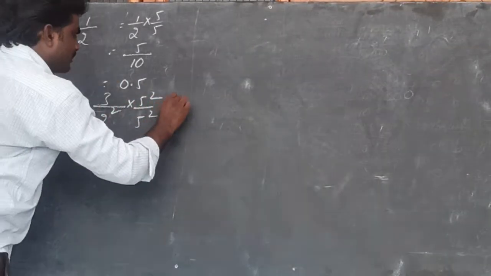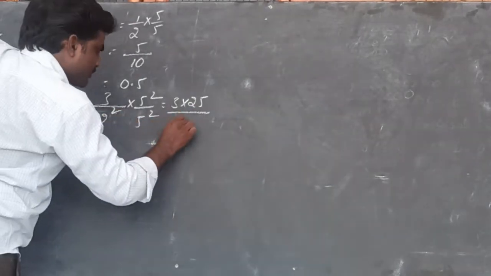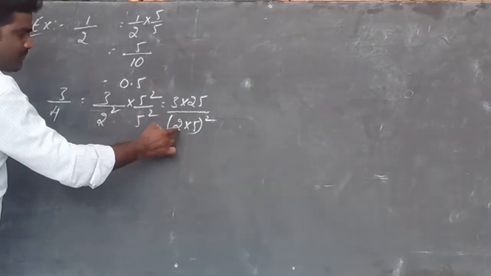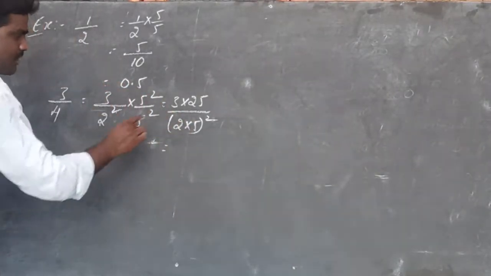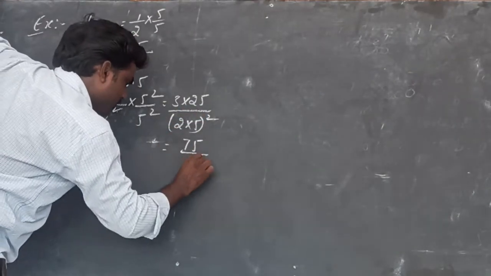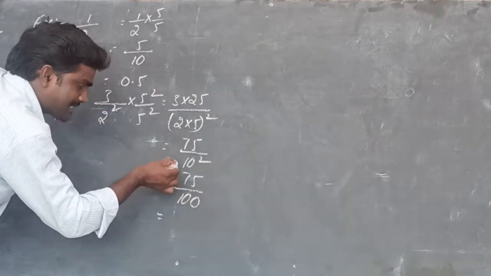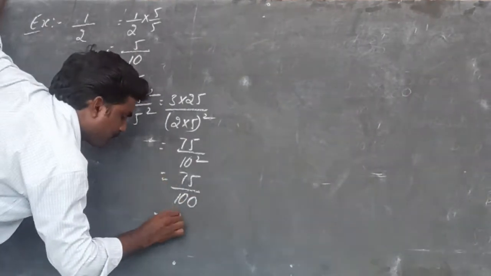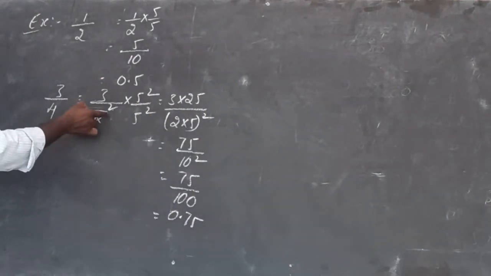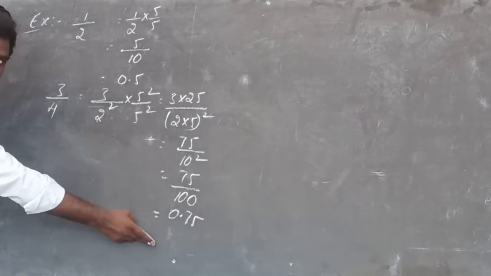Okay, so 3 into 5 square, 25, by 2 square into 5 square, that is 2 into 5 whole square, a power m into b power m, ab whole power m. So 3 into 25 is 75, 2 into 5 is 10 square. So 10 square is how much? 100. That means how many zeros are there? 2 zeros. That means how many decimals do you get? 0.75, 2 decimals. Okay, so the denominator is in the form of power of 2, then the rational number is a terminating decimal form of a number.